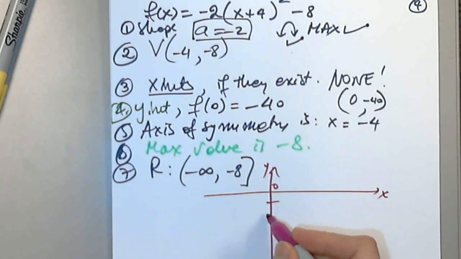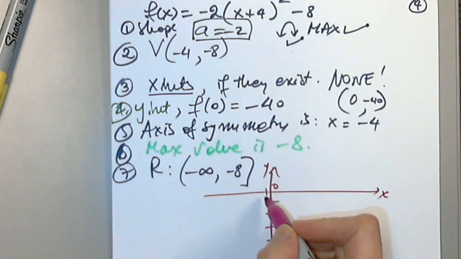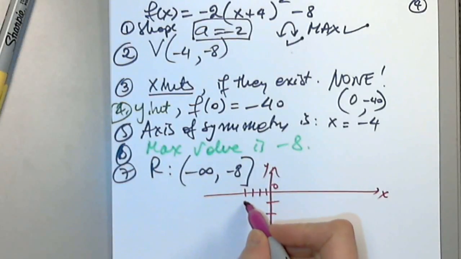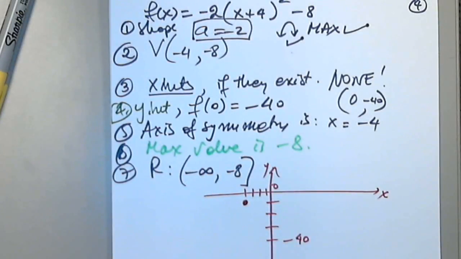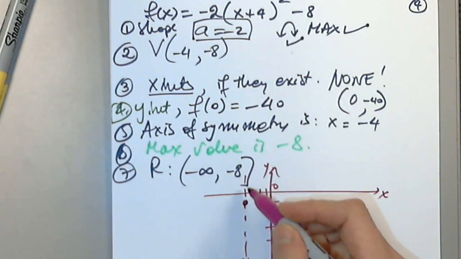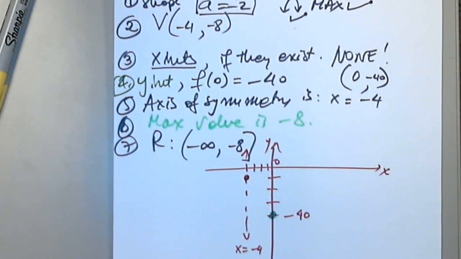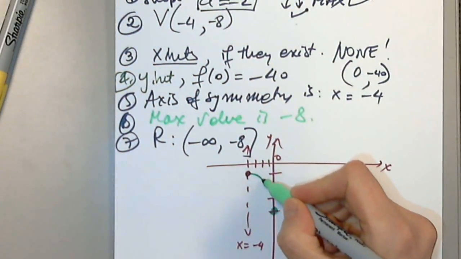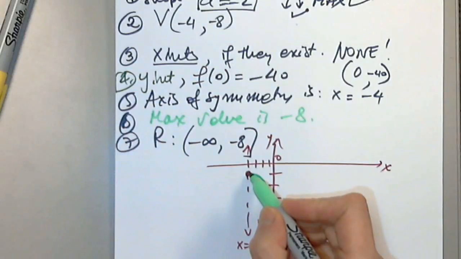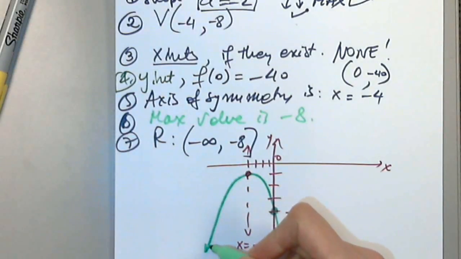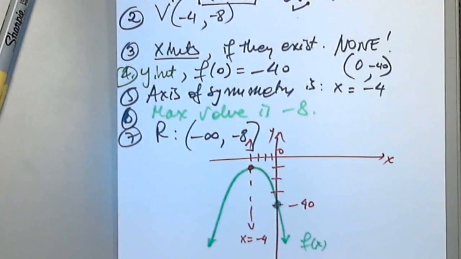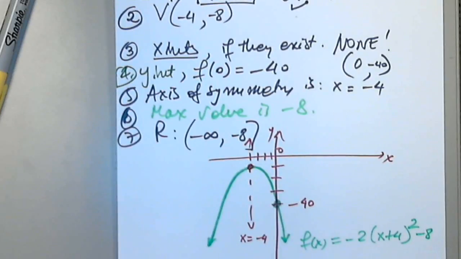Okay, I'm going to say 1, 2, 3, 4. This will be -40. I start with the vertex: 1, 2, 3, 4, -8. I continue with the axis of symmetry, x equals -4. And I only have (0, -40). I'm going to try to make it as symmetric as possible and not too acute at the vertex. So this is f of x, not a perfect graph by any means, f of x equals -2 times (x plus 4) squared minus 8.